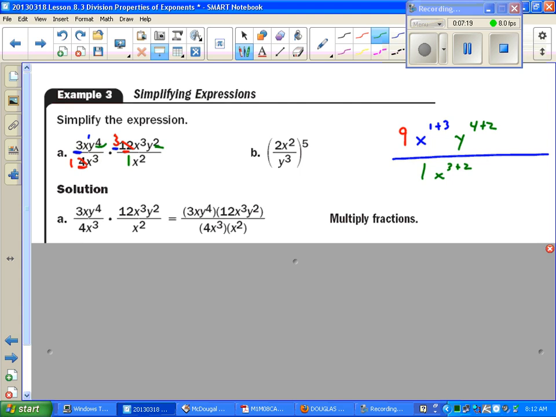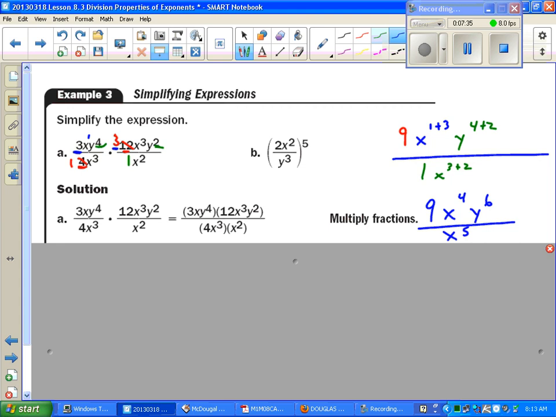So it's a bunch of little things that when you combine them gives you 9x to the 1 plus 3, which is x to the 4th. y to the 4 plus 2 is y to the 6th, over x to the 3 plus 2 is x to the 5th.